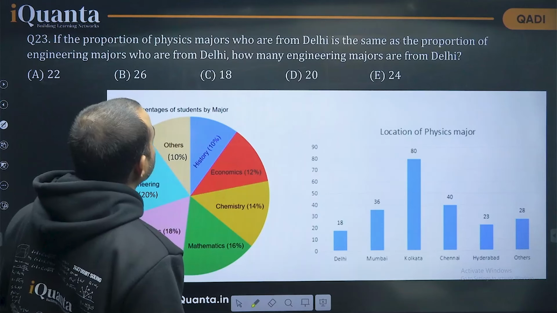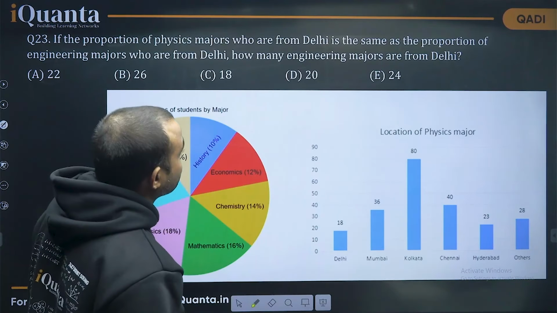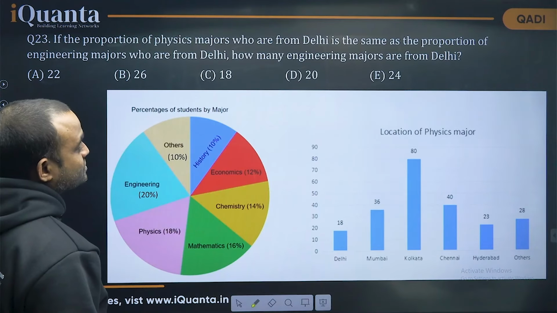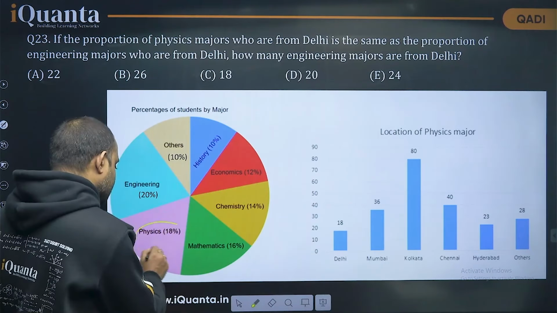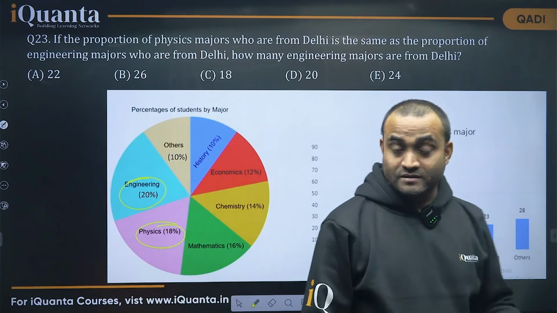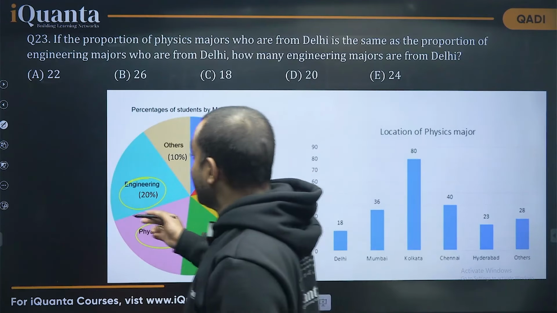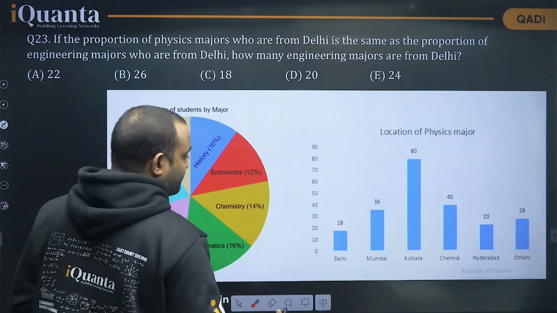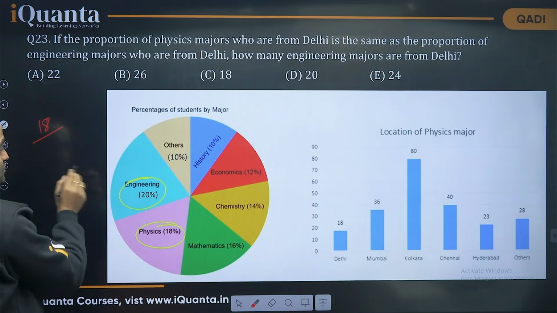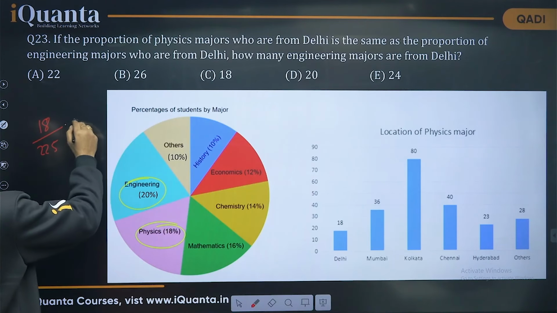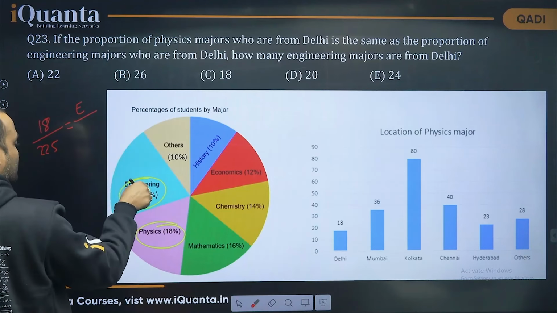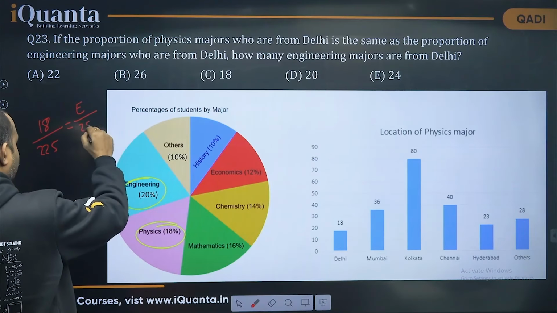If the proportion of physics majors who are from Delhi is same as the proportion of engineering majors who are from Delhi, how many engineering majors are from Delhi? So in case of physics and engineering, if this is 18% of total, this is 20% of total, right? So it says with respect to Delhi. So if we talk about 18, so 18 in physics out of total, which was 225, this should be equal to E from total engineering from Delhi out of total, which is 20%, which is 250, correct?